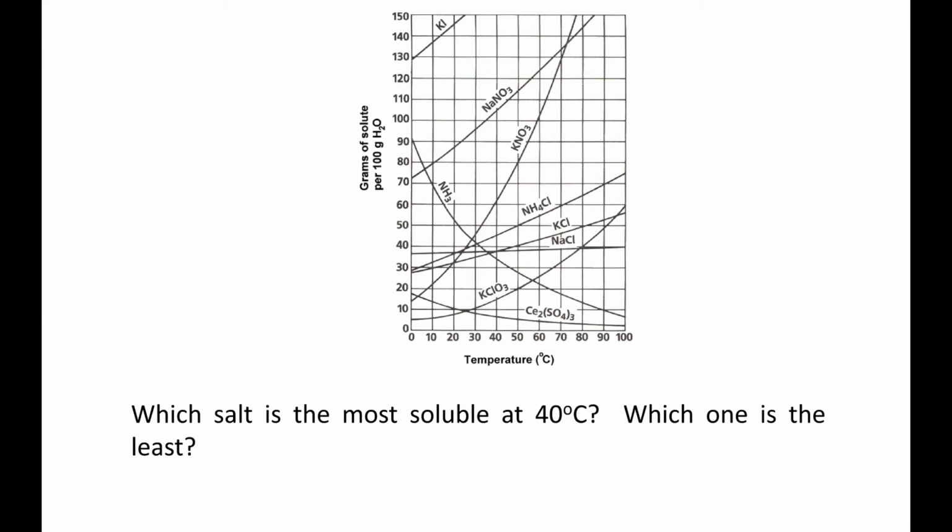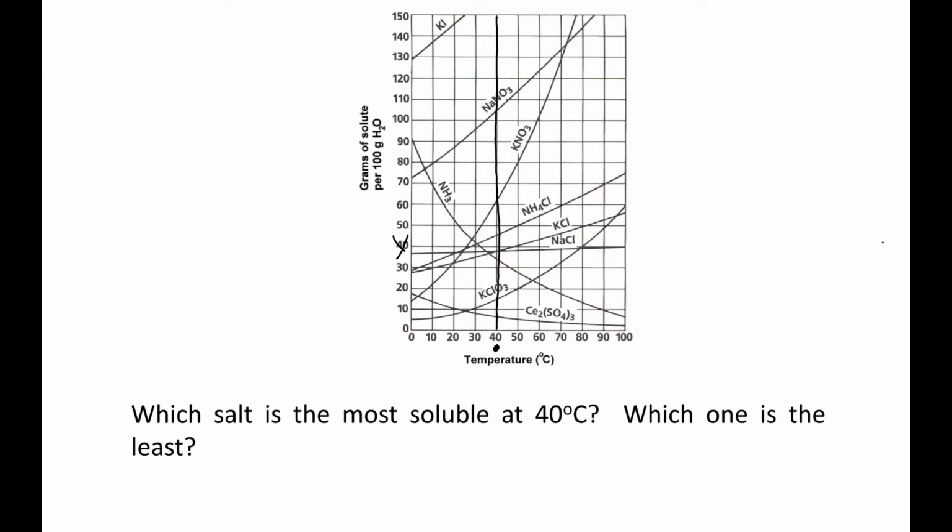Okay, which salt is the most soluble at 40 degrees Celsius and which one is the least? So at this point in time, we've got to find 40 degrees Celsius, which is right here, down here. You find it at the bottom, because, okay, don't use the one up here. That's not 40 degrees Celsius. That's 40 grams. So we are going to look along this particular line right here.